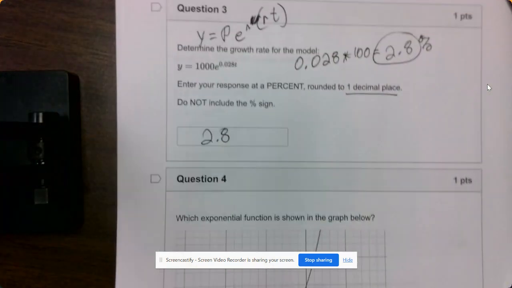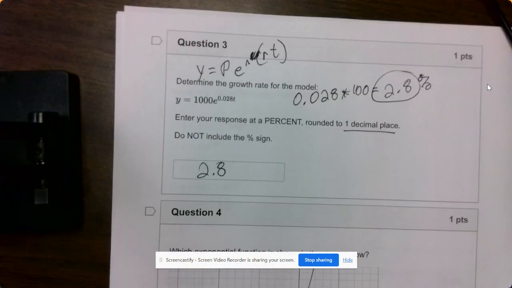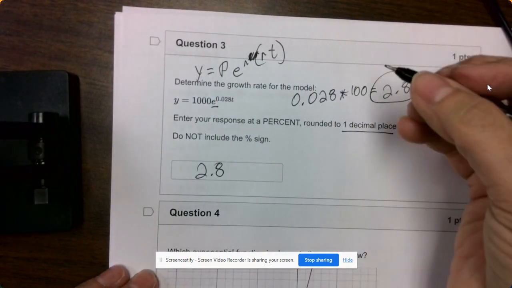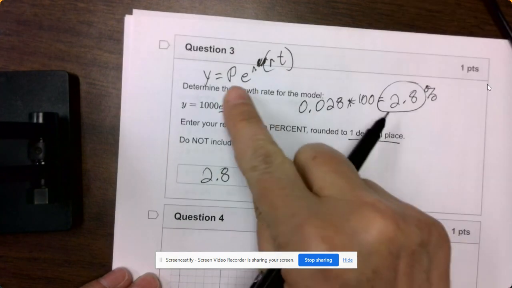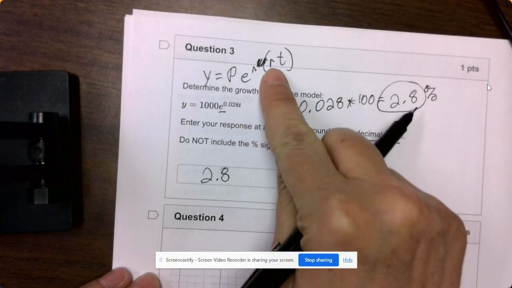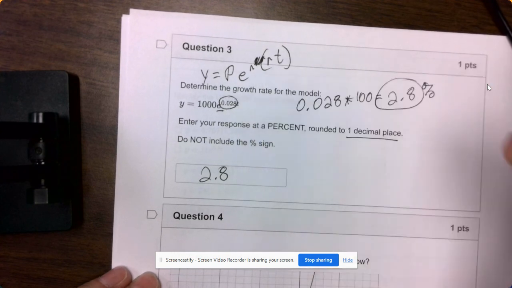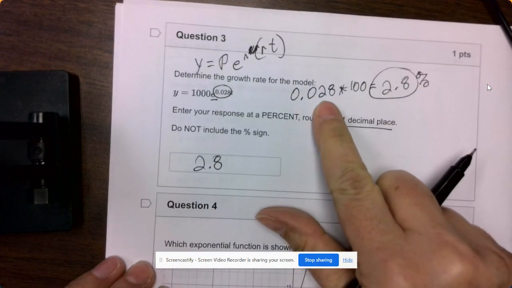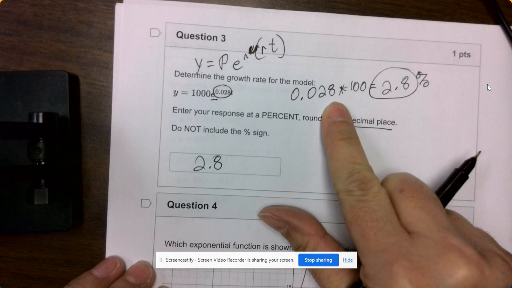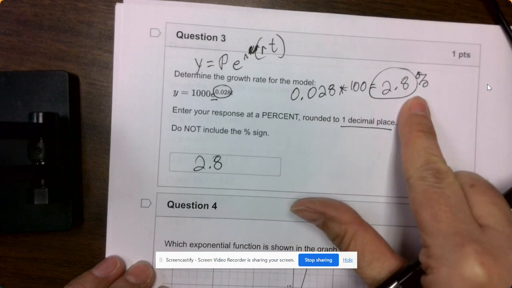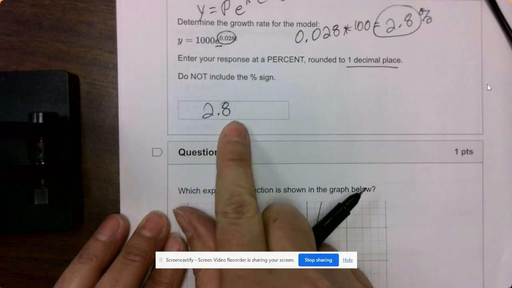Okay, this one we're doing the growth rate for the model. It has e, so we want to know the growth rate. So remember, it's principal times e raised to the rate times time. So that means we're going to be using this rate right here, 0.028. I take and multiply that by 100 to get 2.8%. So it would be 2.8%, everybody.